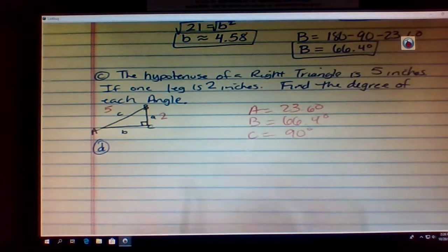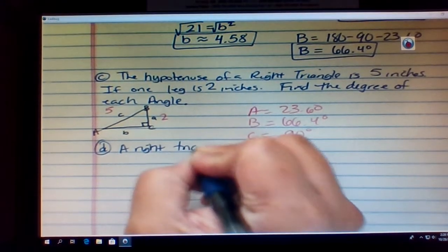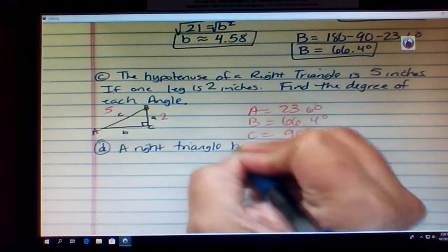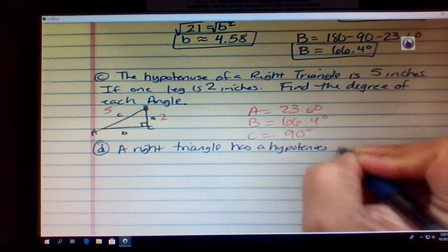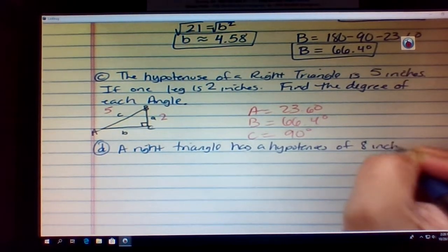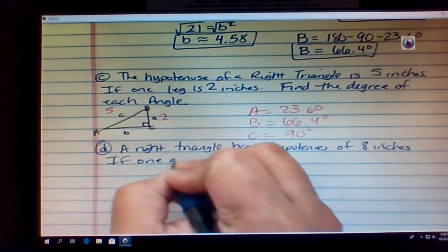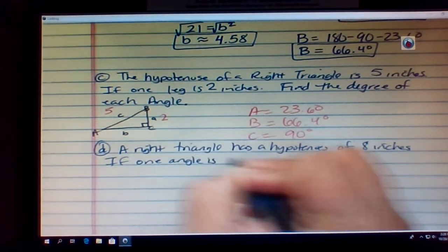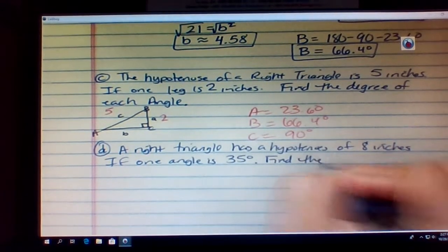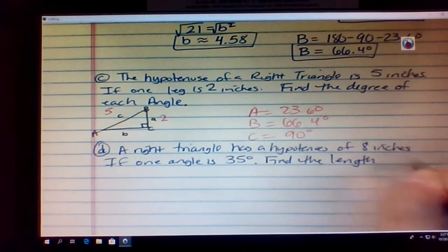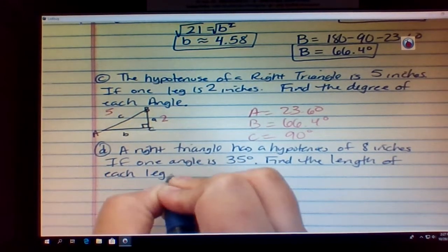A right triangle has a hypotenuse of 8 inches if one angle is 35 degrees. Find the length of each leg.